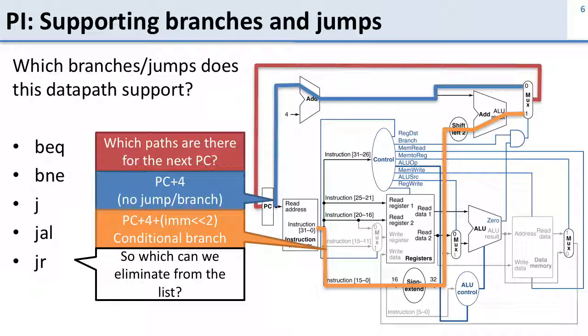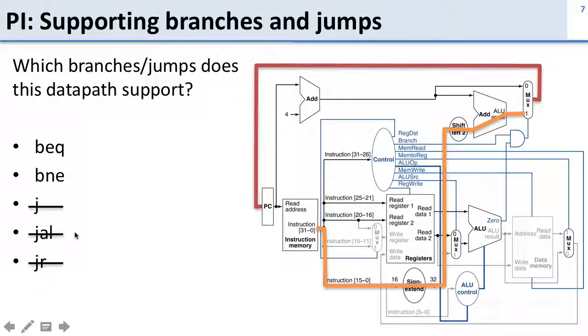So which of these from the list can we eliminate? Well, all of these ones here, we don't have any paths to provide the addresses for these ones. Okay, so now which is this? Is it branch equal or branch not equal?